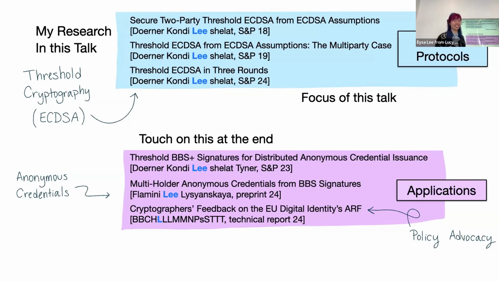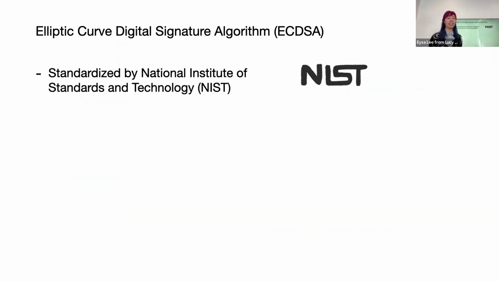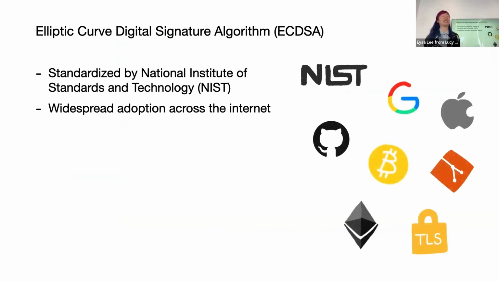But yeah, this talk is going to focus on my works on threshold ECDSA. These are some works from my PhD, and near the end we're going to touch on some applications with anonymous credentials. So, what is ECDSA? It's the elliptic curve digital signature algorithm, a signature scheme standardized by NIST, and it's used all across the internet, just everywhere. That's really cool. So why do we care about this?